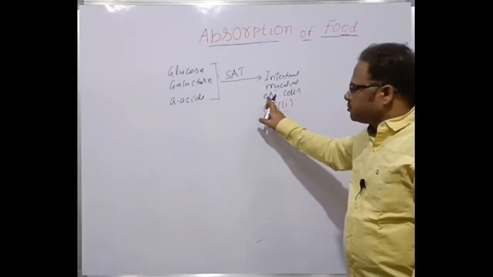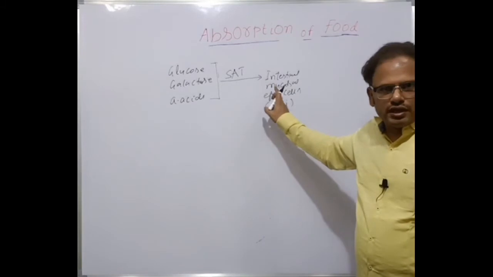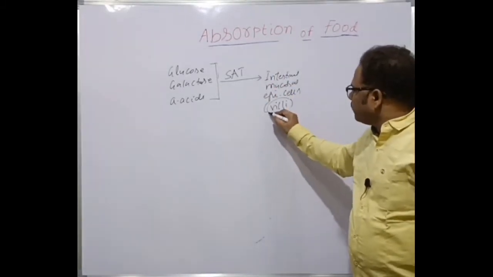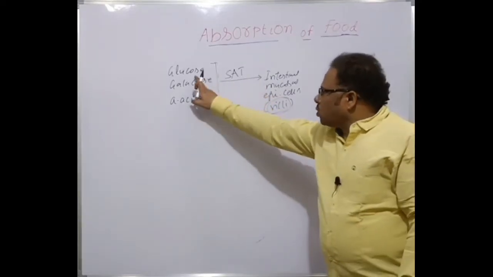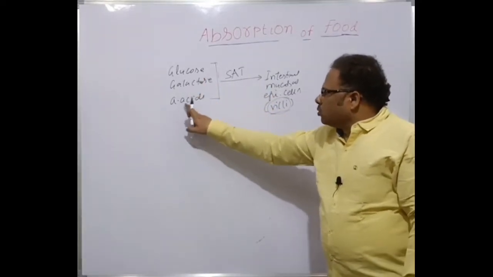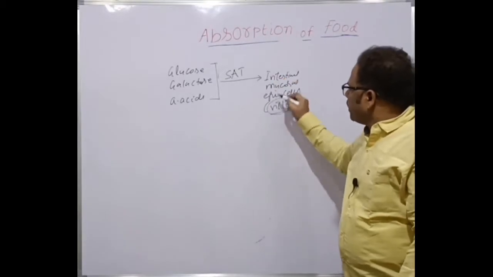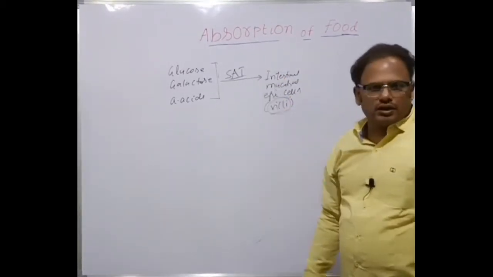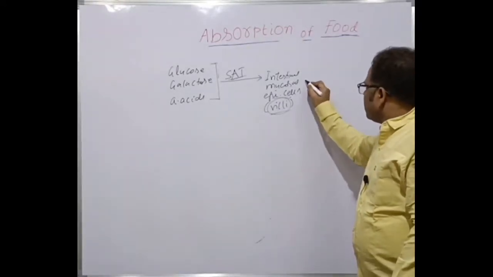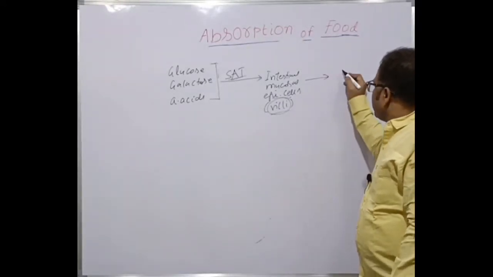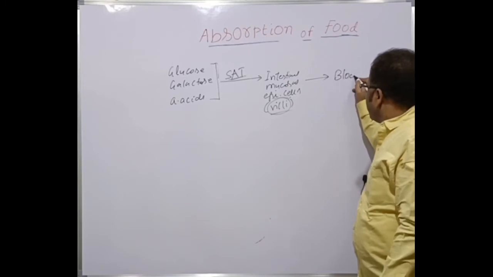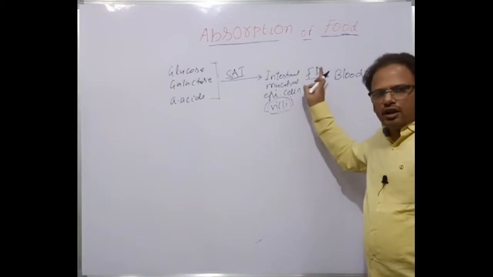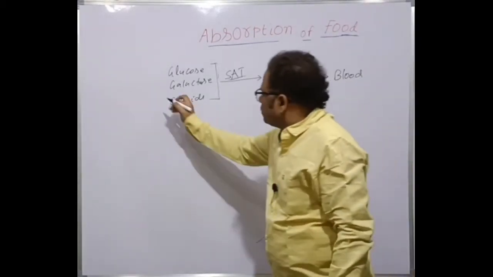Mucosal epithelial cells here means the columnar epithelial cells present in the intestinal mucosa, and they line the villi, isn't it? And glucose, galactose, and amino acids are transported to the villi, that is the mucosal epithelial cells, by the secondary active transport mechanism. From there, from the columnar epithelial cells, they are absorbed into the blood by facilitated diffusion. That is the first point.